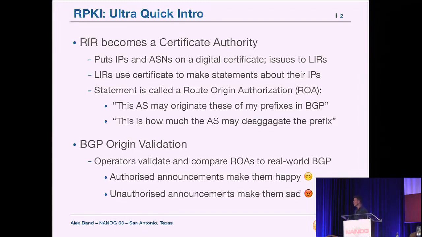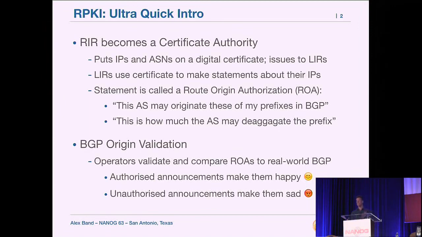And that statement can really be anything. But the implementation that we've done is to use this for BGP origin validation. So essentially, you can make a statement about what is allowed with regards to BGP routing with your IP addresses. And this statement is called a route origin authorization. A route origin authorization essentially says, I authorize this autonomous system to originate these IP addresses of mine. And that's very much like a route object does in the IRR.